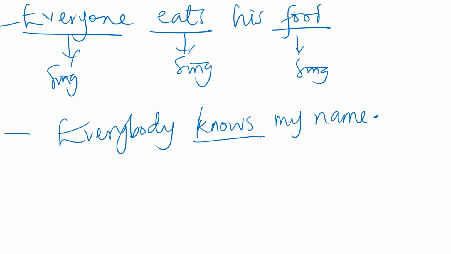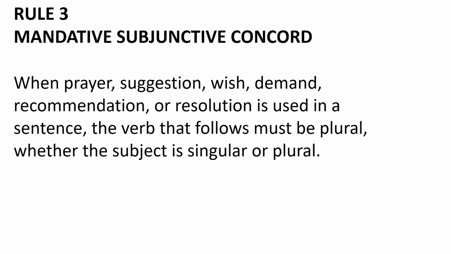So let's look at rule number 3. Rule number 3 is the mandative subjunctive concord. Please pay attention to this. It says that when a wish or a prayer or a suggestion or demand, recommendation or solution is used in a sentence, the verb must be plural, whether the subject is singular or plural.